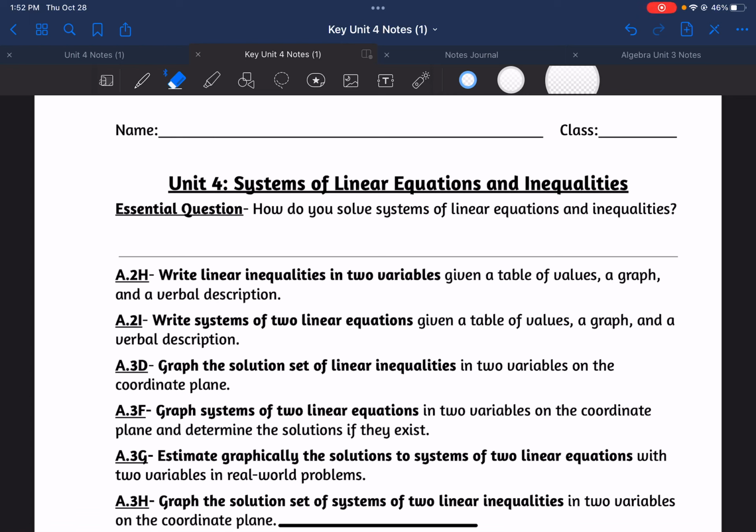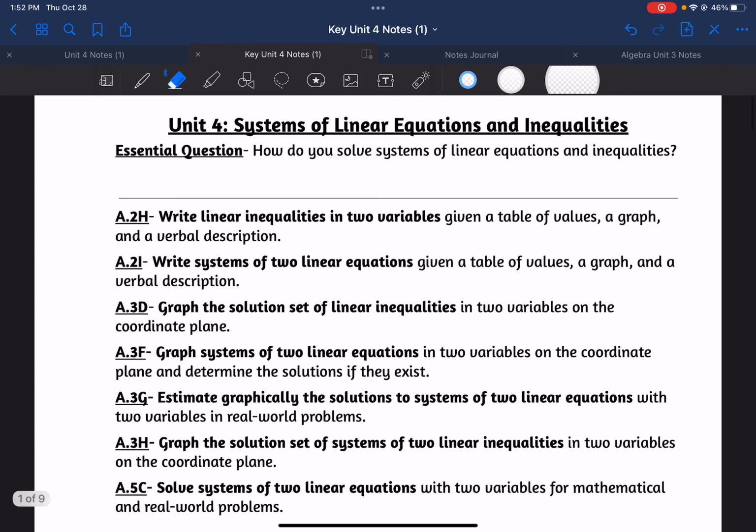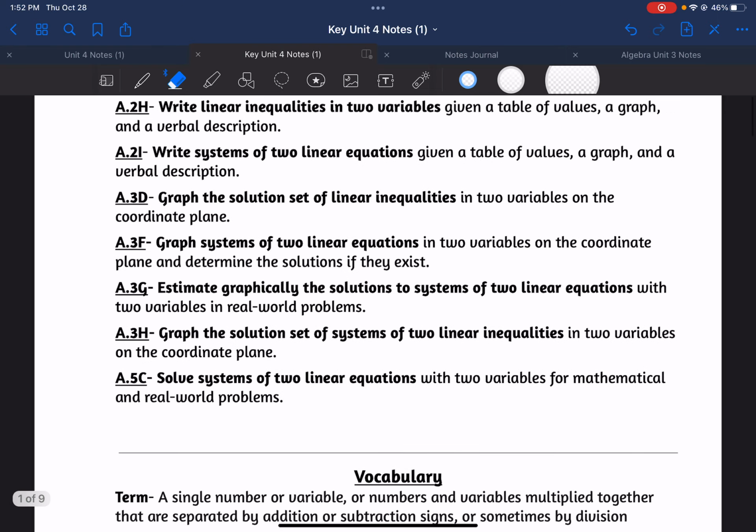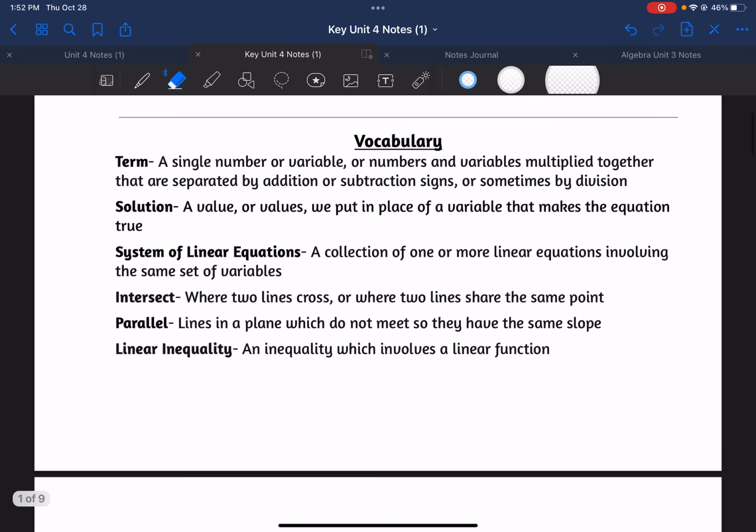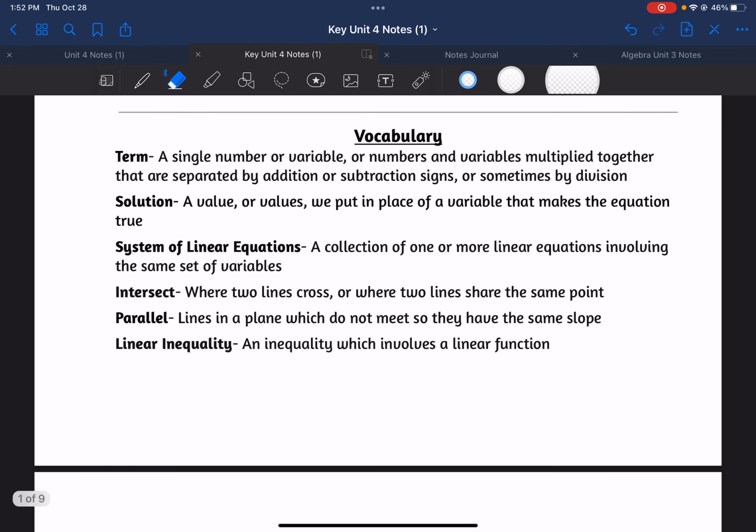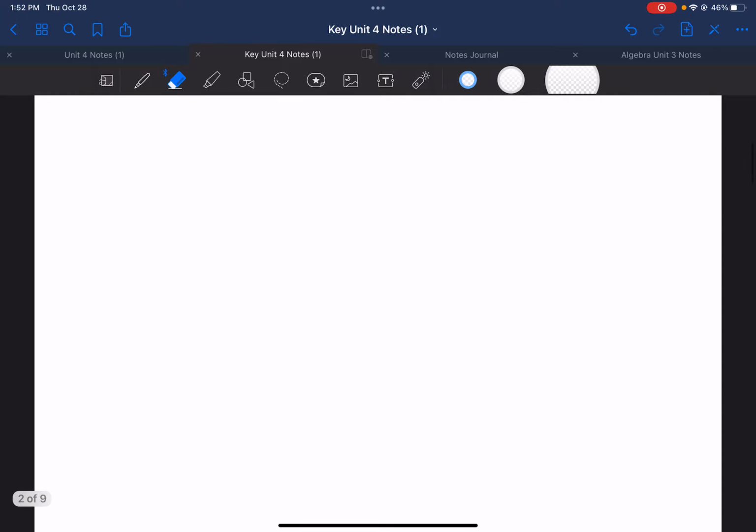All right. Welcome to Unit 4 Notes. So we're going to go over the topic 1 notes today. All right, this is the first set of notes that we have. So, systems of linear equations and inequalities. We have this important information. We have our vocabulary right here. And let's jump into it.